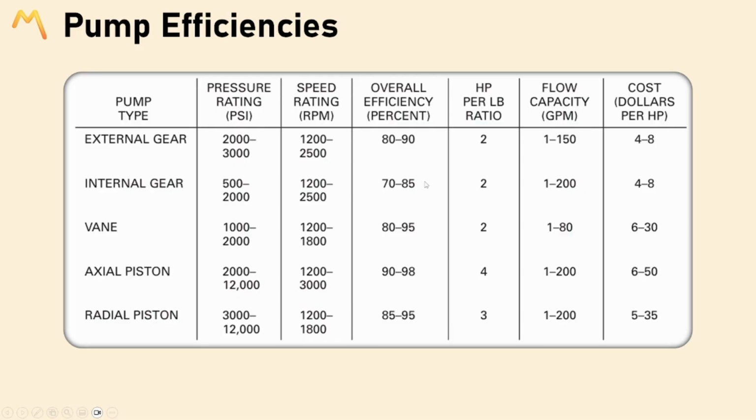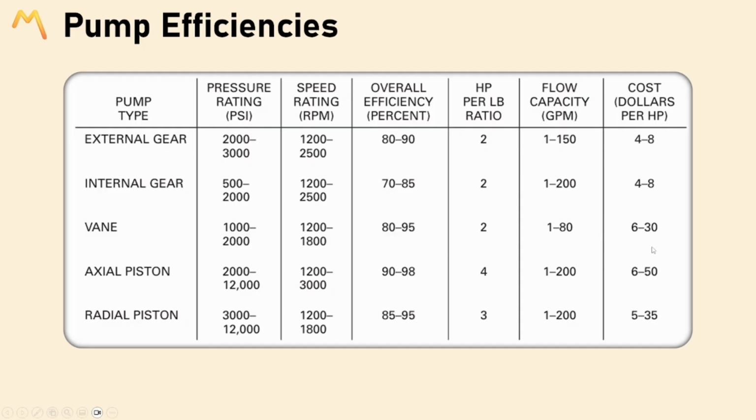We notice that the lowest efficiency is in internal gear pumps. There's a lot of leakage and there's a lot of losses in the motors. This improves slightly when it comes to external gear pumps. It improves slightly more when it comes to vane and radial piston pumps. And finally, axial piston pumps, which are the most efficient types of pumps you can buy on the market.